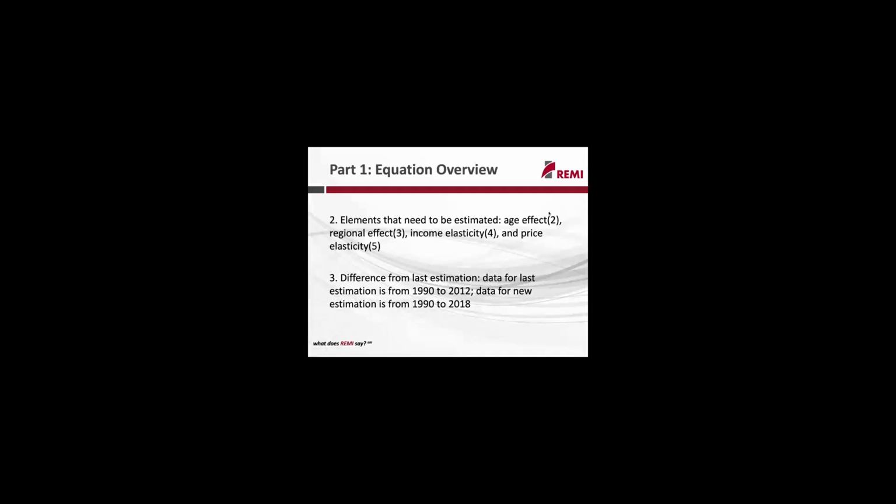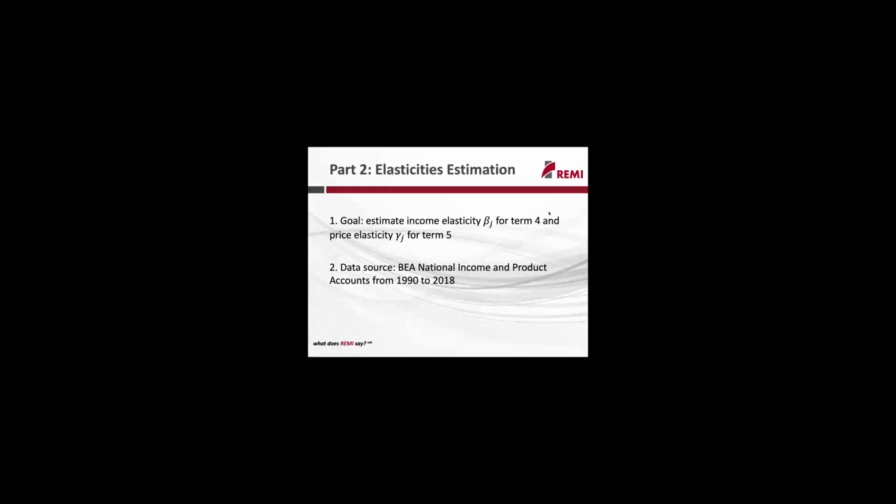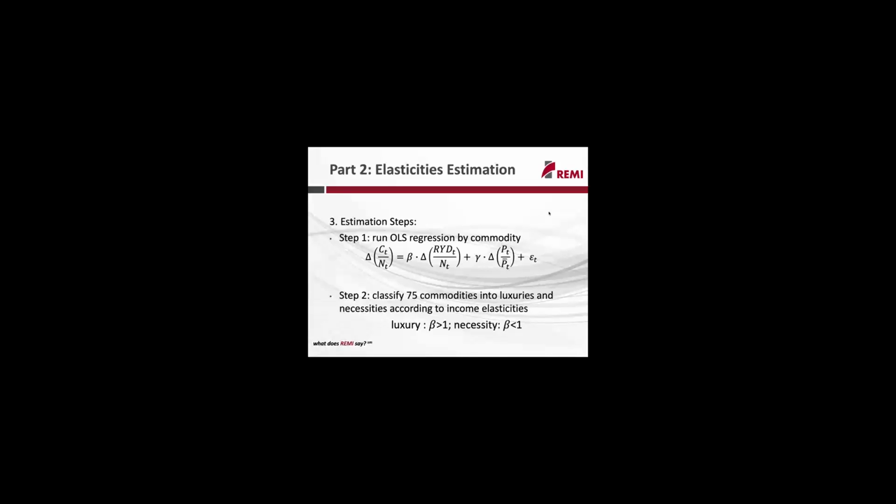And the data used for this estimation is from 1990 to 2018, and the data for the last estimation is from 1990 to 2012. So now let's estimate the elasticities first. Here we use the data from the BEA national income and product accounts. And the estimation methodology is OLS regression.